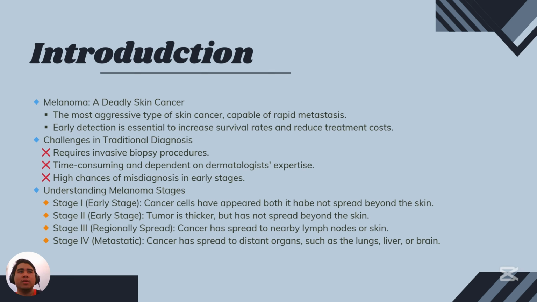So we can understand some of the melanoma stages. For stage 1, the cancer cell has appeared but it has not spread beyond the skin. The second stage is still a steady stage, where the tumor is getting thicker but has not spread beyond the skin. Stage 3, regional spread, is where the cancer has spread to nearby lymph nodes or skin. And stage 4, metastasis, is where the cancer has spread to distant organs such as the lung, liver or brain, and this can be very fatal and lethal to the patient.